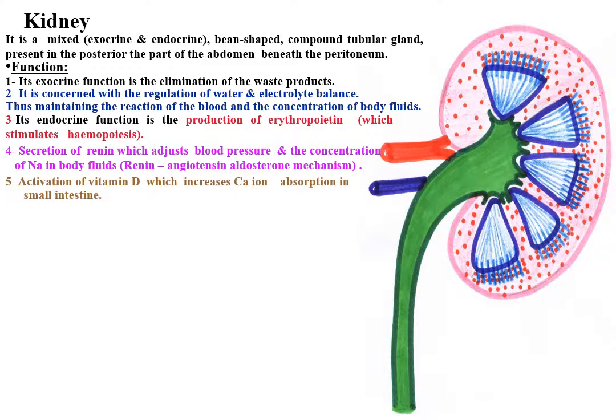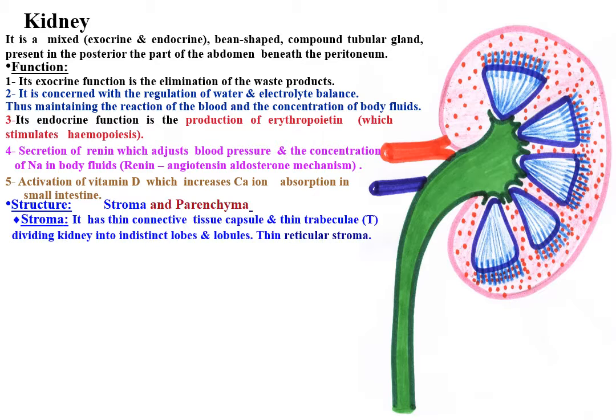Also, kidney is important for activation of vitamin D, which increases calcium ion absorption in small intestine. Structure. Kidney is made of stroma and parenchyma. It has a thin connective tissue capsule, thin trabeculae dividing the kidney into indistinct lobes and lobules. Thin reticular stroma. Its parenchyma is divided into outer dark cortex and lighter inner medulla.